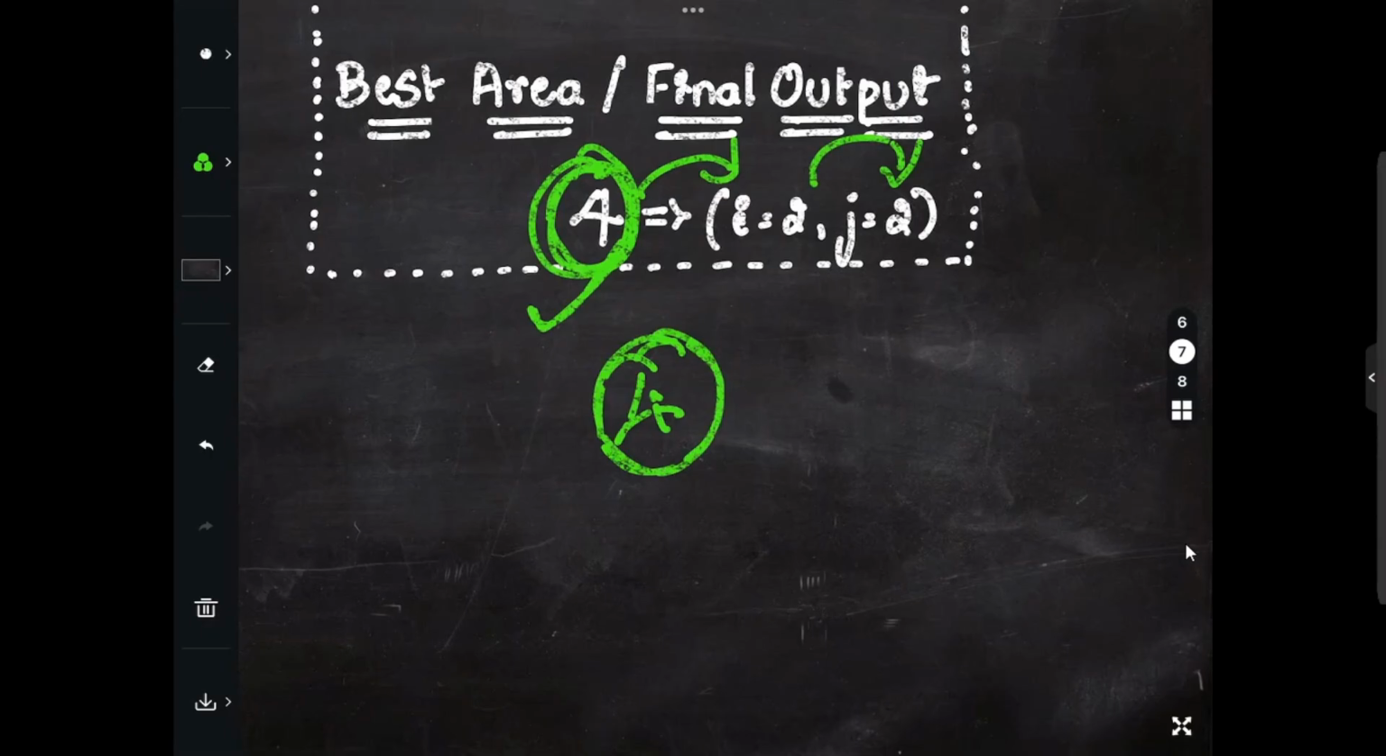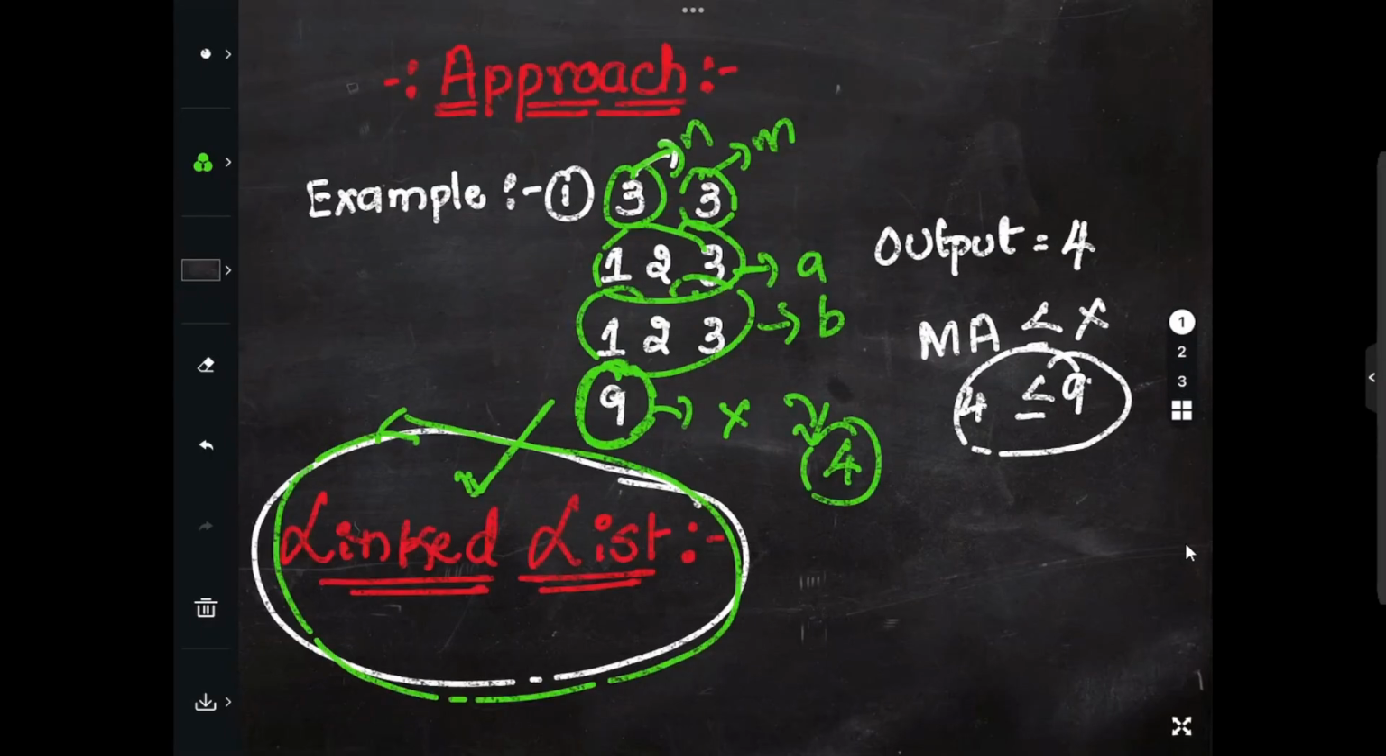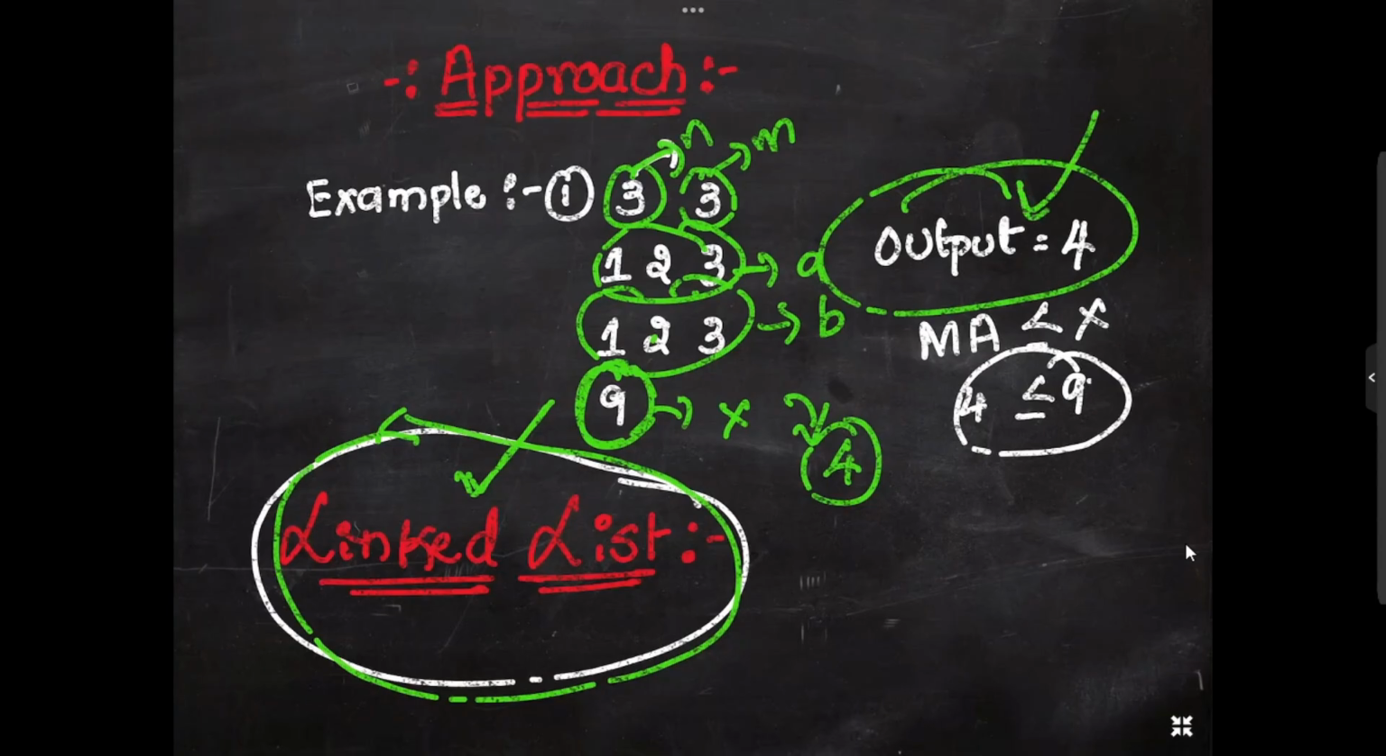So the output that we got here is 4, which is equivalent to the output that they have mentioned for the first example. Here you can clearly see the output that we should get is 4, right? So the output that we got is 4, which is equivalent to the output given for example 1 in the question. So our approach works absolutely correctly.